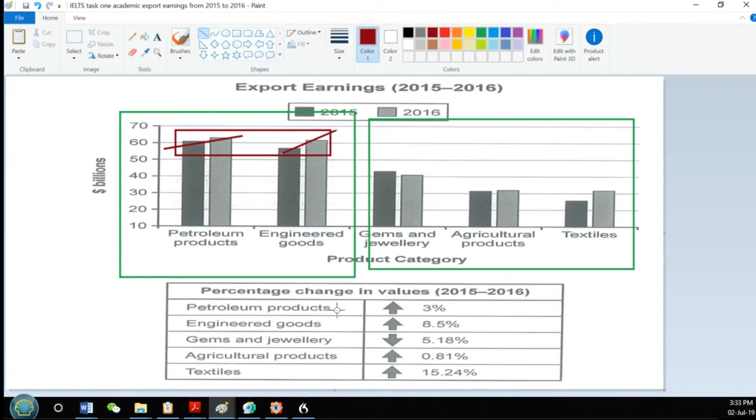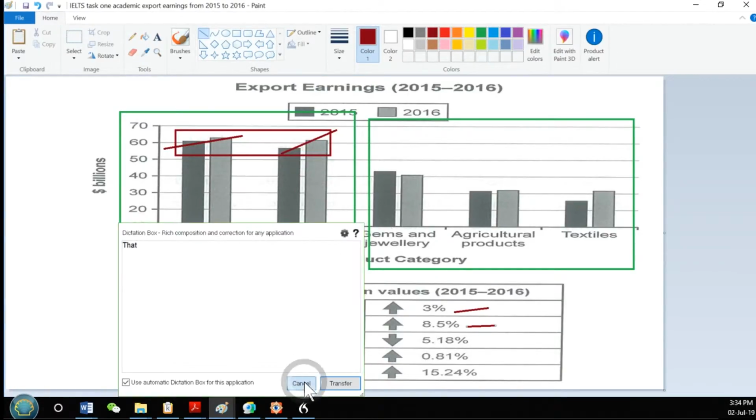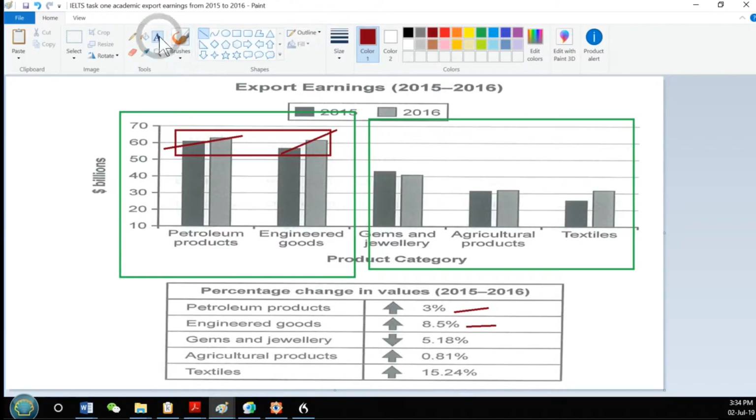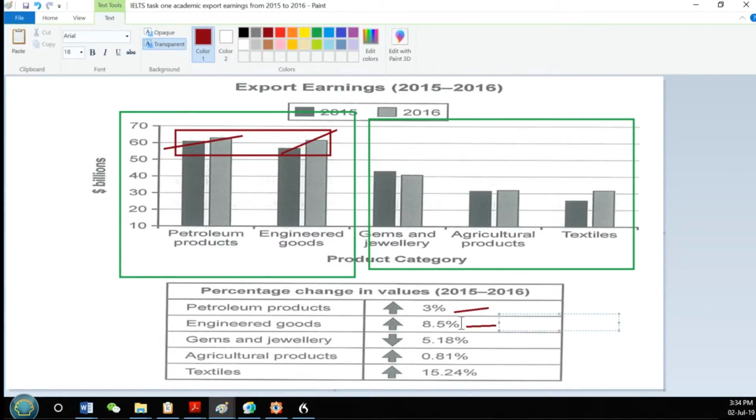This is confirmed in here. We actually get the information for that from here. So we can see here petroleum increased by 3%, whereas the engineered goods increased at a higher rate. So we might want to just mention that over here, that this is a higher rate.